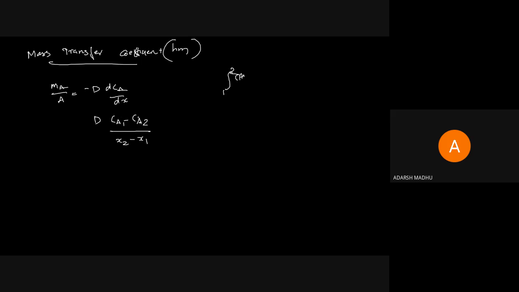It will come as CA2 minus CA1. By removing the negative sign, you can interchange the terms left and right, and you will get the positive value of D. The equation was MA by A equal to D into CA1 minus CA2 divided by x2 minus x1, or delta x. When you multiply by A, you will get MA equal to DA into CA1 minus CA2 divided by x2 minus x1.